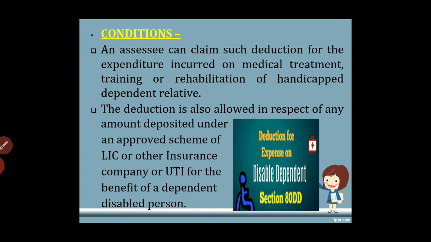Condition number 2, the deduction is also allowed in respect of any amount deposited under any approved scheme of LIC or other insurance company or UTI for the benefit of a dependent disabled person. That means if you have taken any specific scheme of LIC or any other insurance company or UTI. UTI means Unit Trust of India.